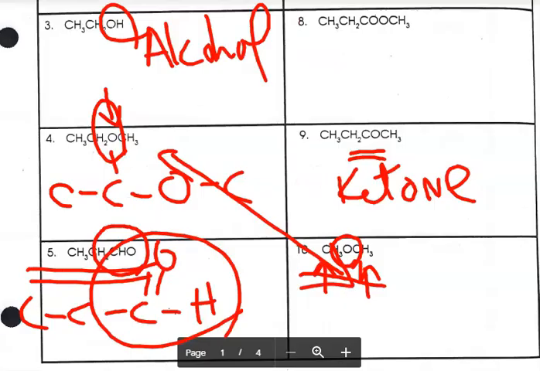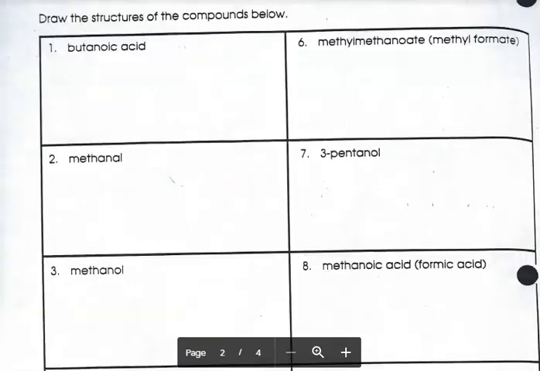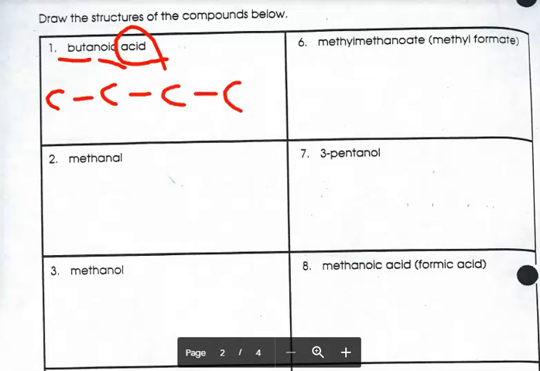Okay, moving on. Now we're asked to draw structures. Well, we handle this just like we did the hydrocarbons. We're going to go from right to left. Of course, this first one tells me it's an acid, so I have an organic acid, the oic ending, and but means 4 carbons. So I'm going to draw in my 4 carbons, and the acid is always on the end. It's a C double bond O with an OH, and then I go ahead and fill in.